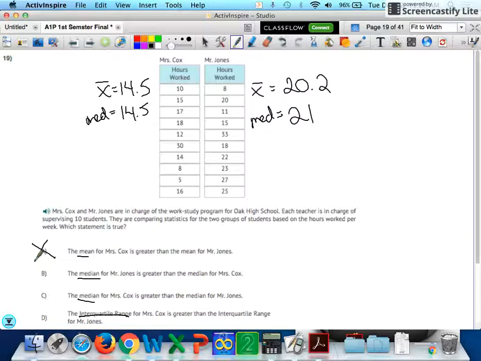The median for Mr. Jones is greater than the median for Mrs. Cox. That is true. This one says the median for Mrs. Cox is greater. We know that's not true, and we thankfully didn't have to check option D, didn't have to do IQRs. We could tell that B was our correct answer.